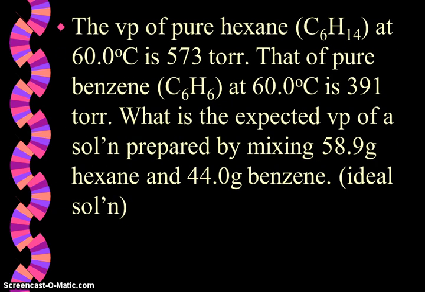So let's look at a problem again. The vapor pressure for pure hexane, and it gives us the formula for that, at 60 degrees Celsius is 573 torr. That of pure benzene, and it gives us the formula, at 60 degrees Celsius is 391 torr. What is the expected vapor pressure of the solution prepared by mixing 58.9 grams of hexane and 44.0 grams of benzene? And it tells us that it's an ideal solution. That basically means that the solute interactions are very similar to the solvent interactions. All right, so we've got our equation.